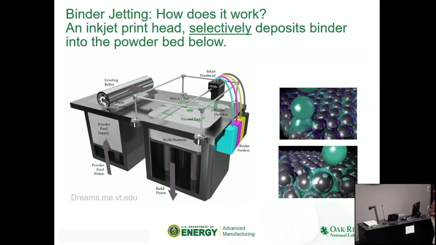As the binder is selectively deposited, a lamp comes behind it and slightly dries it, and then the build platform advances downward. Then you have a new layer of powder spread on top, and the process continues. This little photo here shows the gray particles, which represent your metal particles, and the blue particles, which represent your binder, saturating these metal particles.